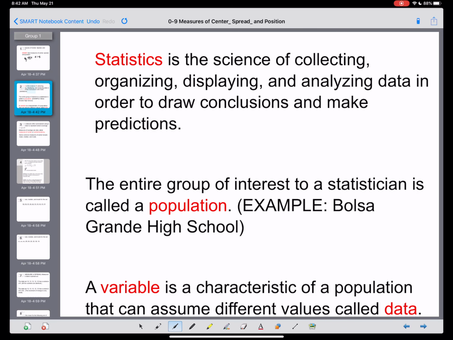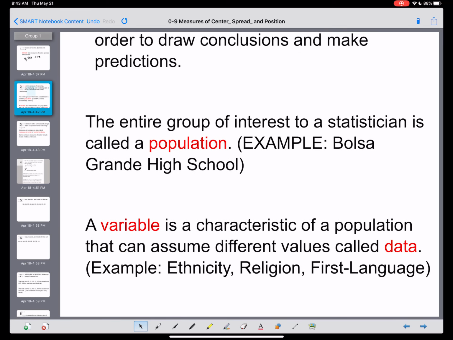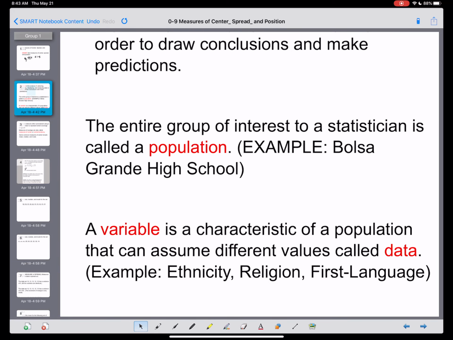Okay, we're gonna move on. Statistics, we're talking about stats. Stats is the science of collecting, organizing, displaying, and analyzing data in order to draw conclusions and make predictions. So we're gathering info, and then from that info we're gonna make a fact. There are two main things we want to focus on today. The first is called a population. It's the entire group of interest to a statistician. For example, all the students at Bolsa Grande High School would be a population of students. If I narrow it down to all the Algebra 2 students, that's still a population. That's all of them that I care about.